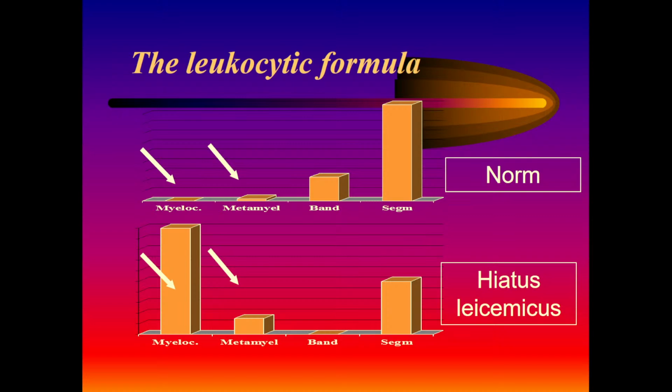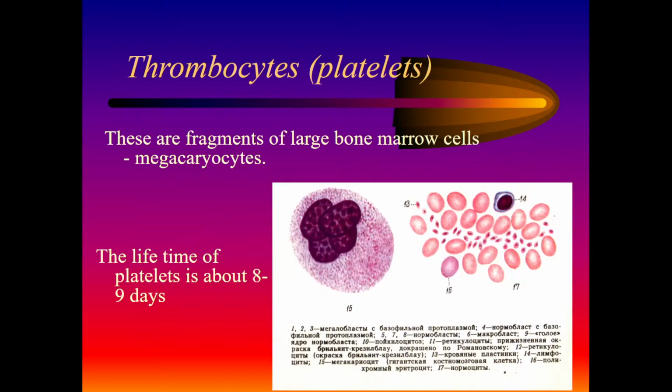Sometimes we have a different variant of changing leukocytic formula when some transitional variants of leukocytes are missing in the formula, and it's named hiatus leukemicus, провал, лейкемический провал in Russian, hiatus leukemicus.